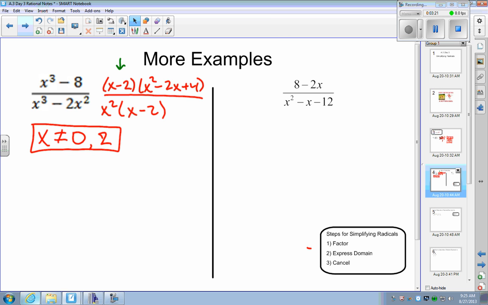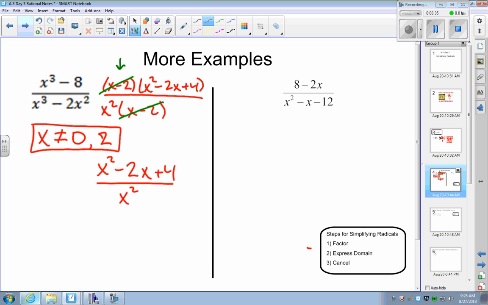Now we can cancel some stuff. X minus 2's will cancel right out of there. Nothing else is going to happen. You don't want bad things to happen to kittens, so we're not going to cancel those x squareds out of there. If we were able to GCF another x out, then we could cancel, but not in this case.